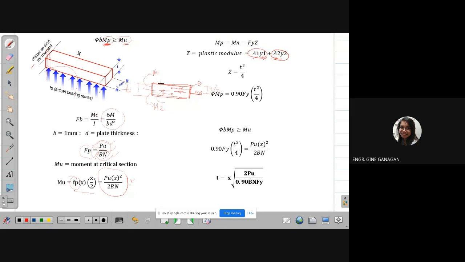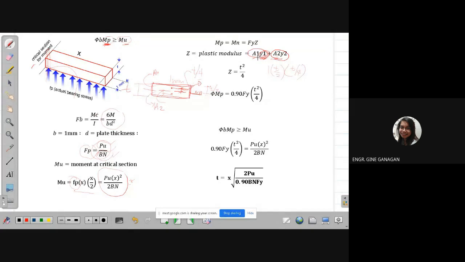So yung area 1 natin is equal to, pag kumuha tayo ng strip, 1 times t over 2. Diba? Multiplied by y1. So, ano yung y1 natin in terms of t? So, if this is t over 2, yung distance niya sa centroid niya, that will be t over 4. Diba? Tama ba ako? T over 4? Tama. Kasi t over 2 yan, yung half pa ng t over 2, that is 1/4. So multiply by t over 4.